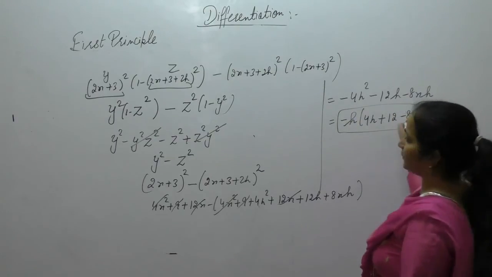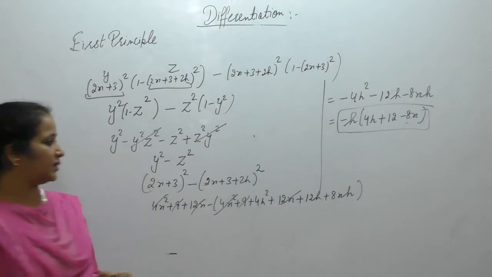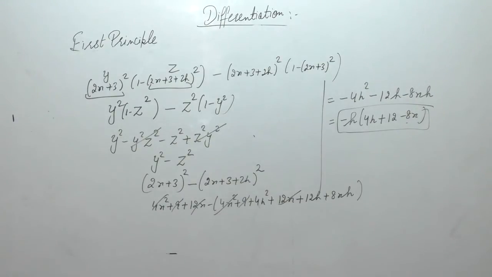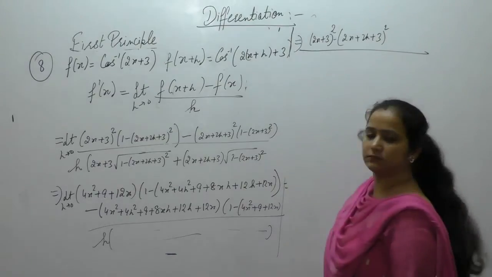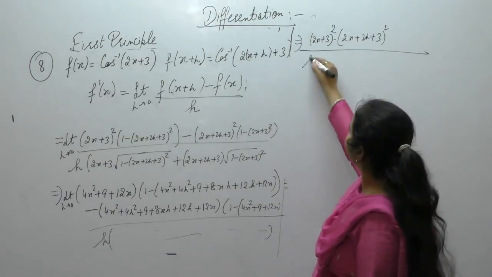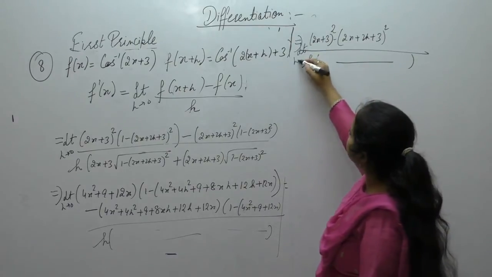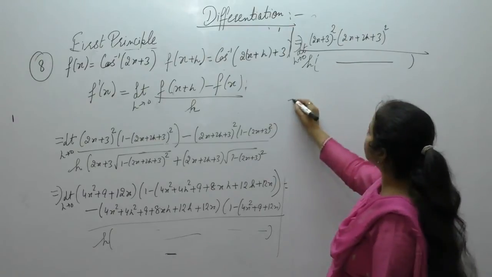So this is the simplification which we have used in the question. Note it down. Plus 3 whole square and h upon, the denominator term will remain same. Limit h tends to 0. After solving this, what we get?